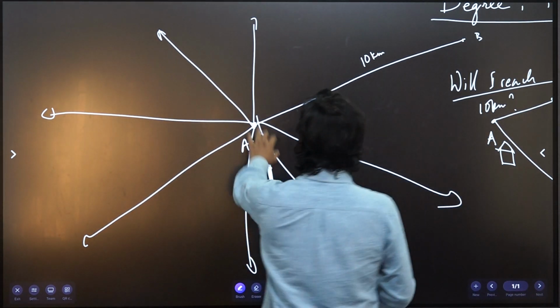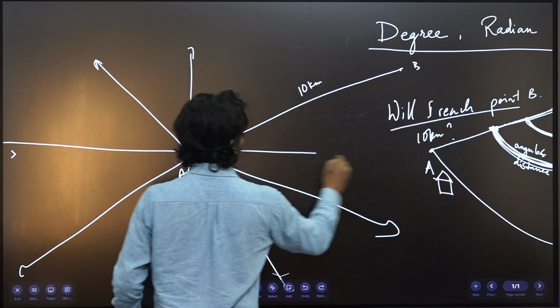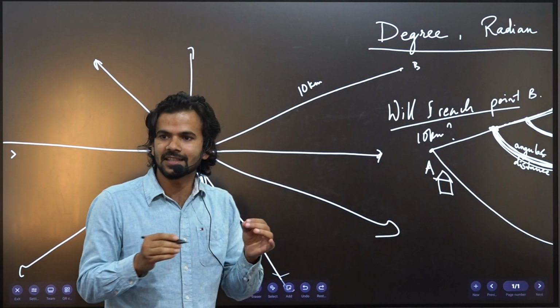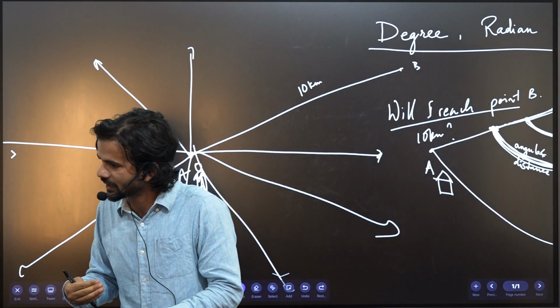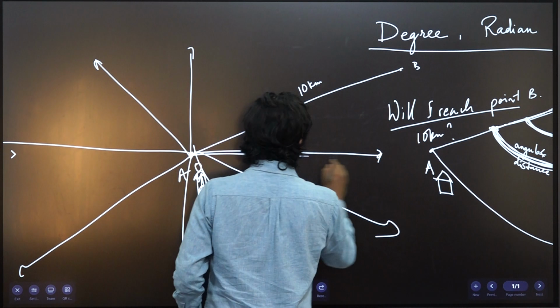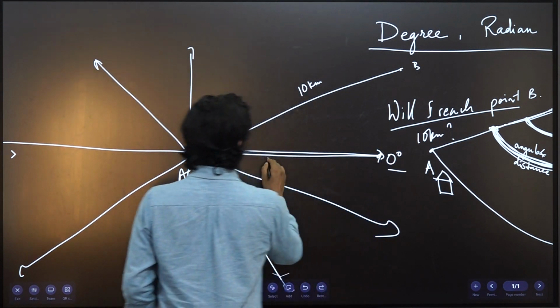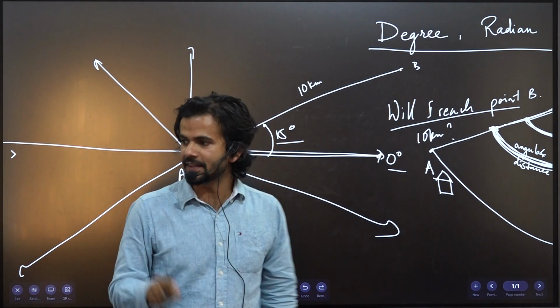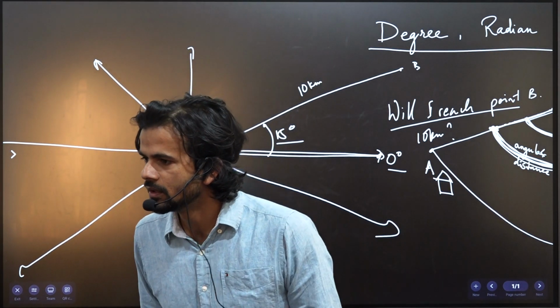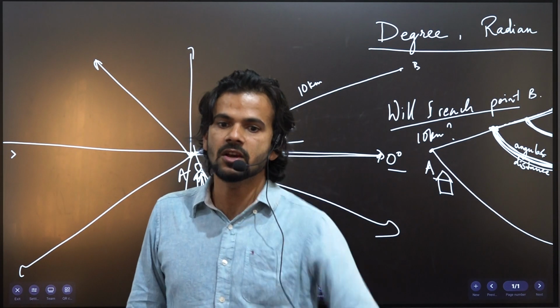Angle. You have to take some reference to measure an angle. You have to take a direction. So you consider this direction as 0 degrees, and then you say, okay, walk 15 degrees in this direction, and then precisely you will reach B. You will not reach any other point.